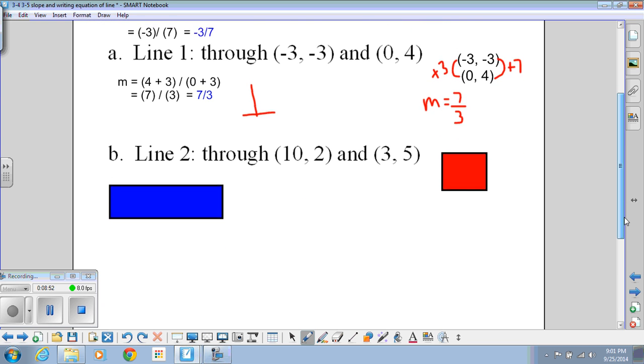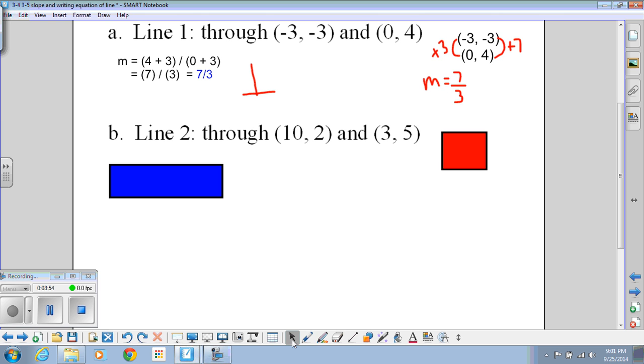Now let's do line 2. We're going to do the same thing. I can either do the formula where I'm doing y2 minus y1, so that's 5 minus 2. And then my x2 minus x1, 3 minus 10. So 5 minus 2 gives me 3, and 3 minus 10 gives me -7. So I'm getting an answer of -3/7.